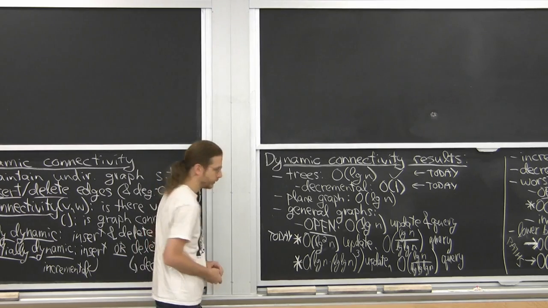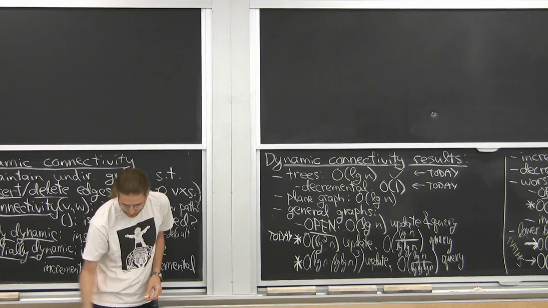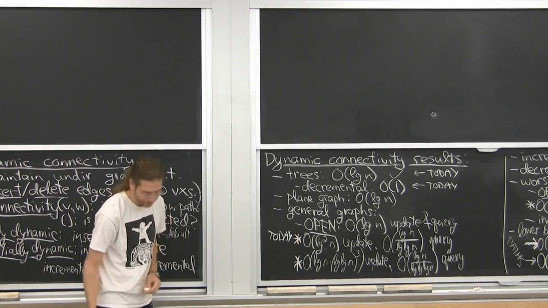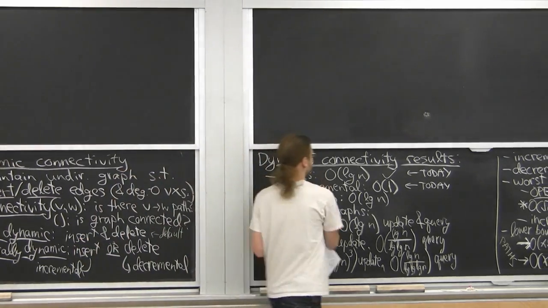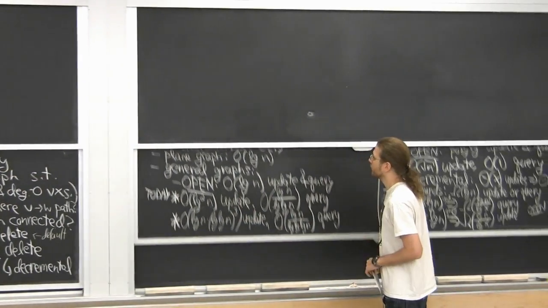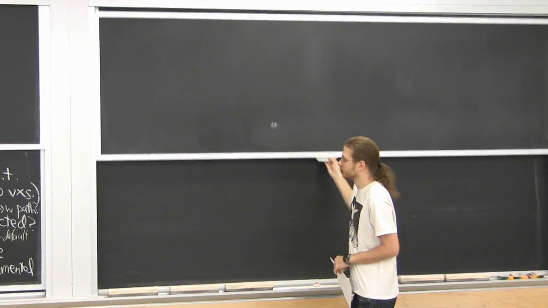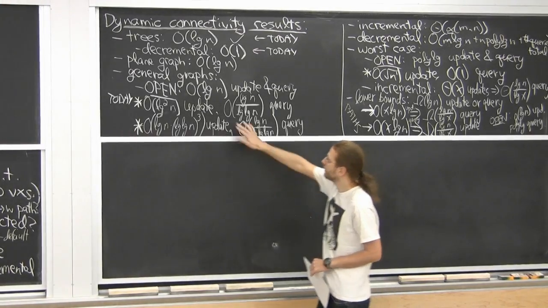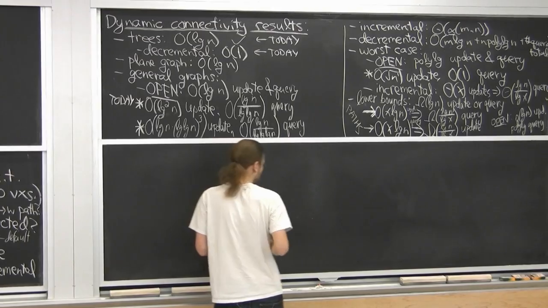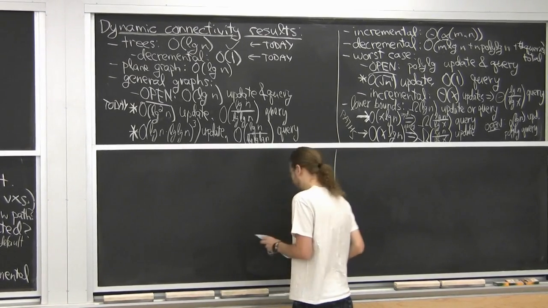Okay, so let's do them. First one is Euler-Tour trees, which is another way to do the log n bound. It's something we'll need for doing the log squared solution for a reason we'll see in a moment.